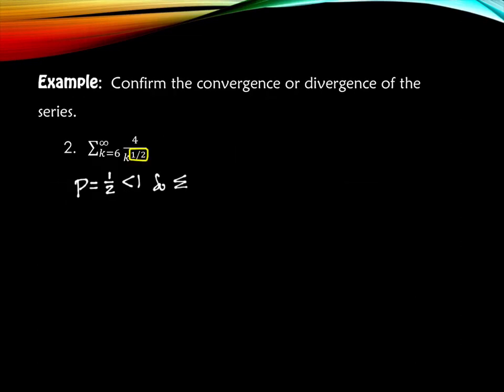So the summation from k equal 6 to infinity of 4 over k to the 1/2 diverges. Why? By the P-series test.